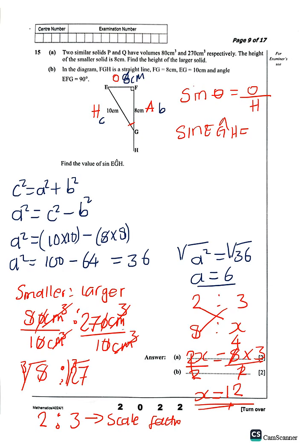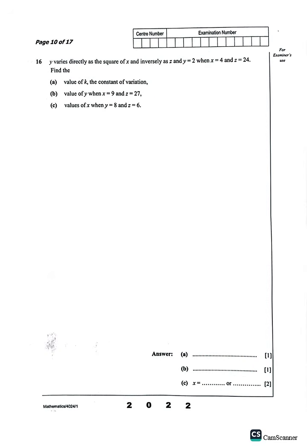So now we can proceed. Our opposite is 6 centimeters over our hypotenuse, that is 10 centimeters. So we cancel, then we can reduce: 2 into 6 is 3 over 2 into 10 is 5. So the final answer is 3 over 5.